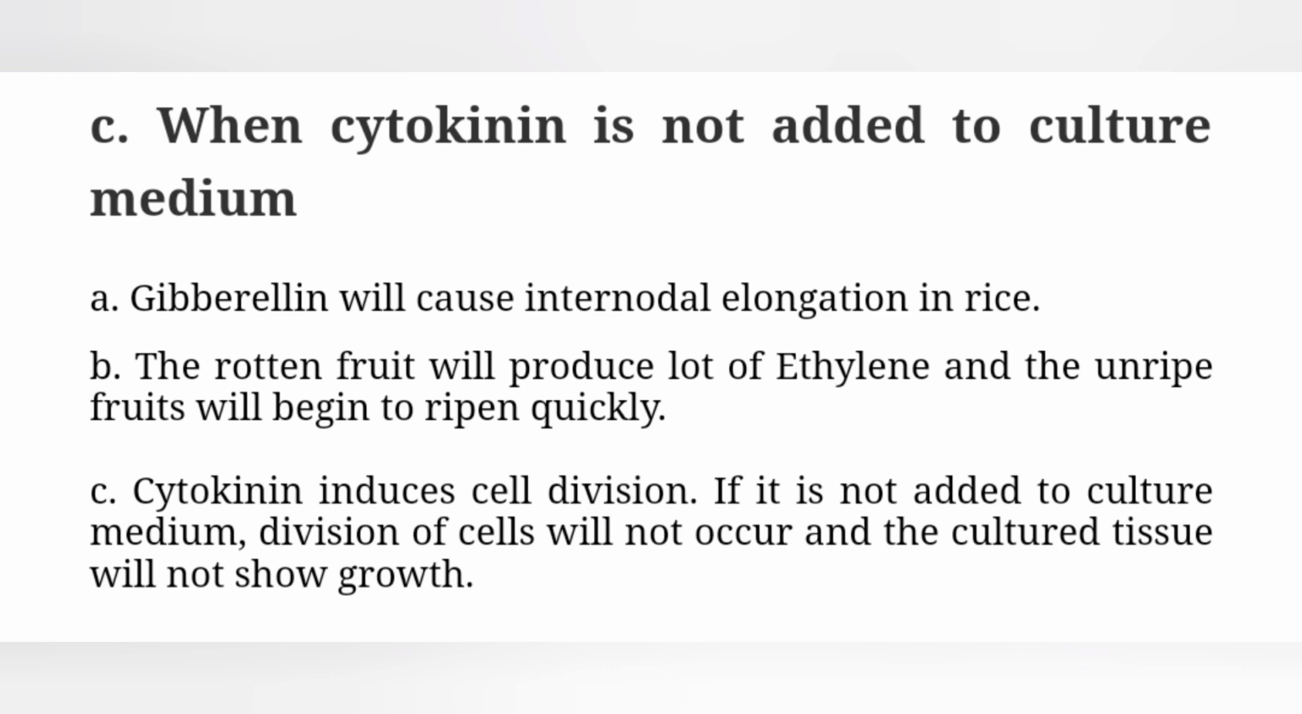Option A, gibberellin will cause internodal elongation in rice. Then option B, the rotten fruit will produce a lot of ethylene and the unripe fruits will begin to ripen quickly. Now option C, cytokinin induces cell division. If it is not added to culture medium, division of cells will not occur and the cultured tissues will not show growth.